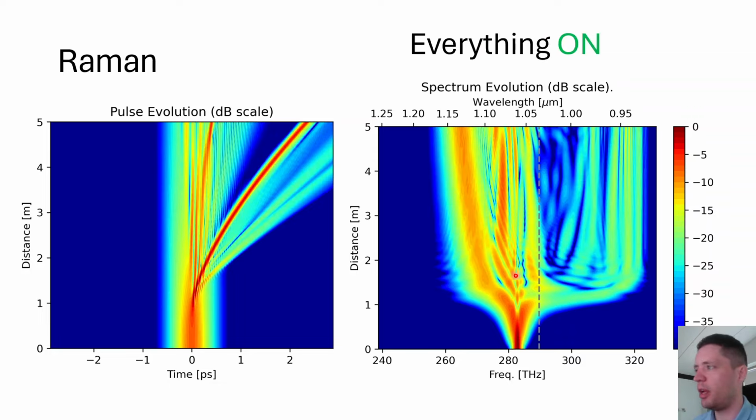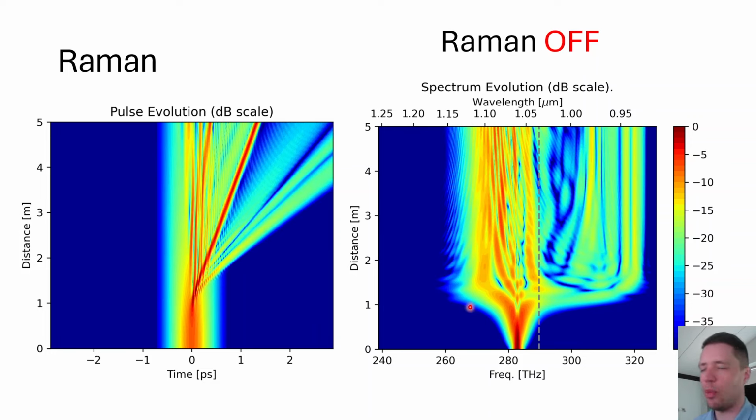We can also see in the spectral domain that when the Raman effect is on, we have this branch over here that's quite intense, which moves further and further towards lower frequencies and longer wavelengths, but that's completely absent when we turn the Raman effect off.